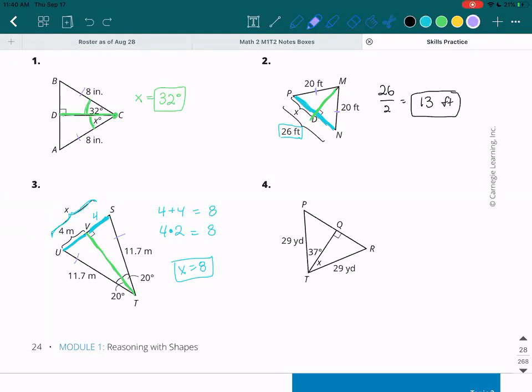All right, let's do another one. Number 4, we have our congruent sides over there. We have our altitude, which bisects our angle right over there. Just somebody shout it out. What is our x value? 37. 37, good job. And we know that because our altitude bisects the vertex angle.